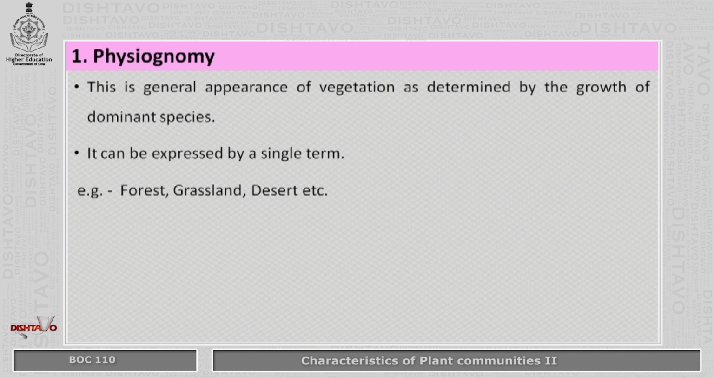Physiognomy is the general appearance of vegetation as determined by the growth of the dominant species. So, it can be expressed by a single term, for example, forest. If the dominant vegetation is trees, it is a tropical forest; grasslands have grasses as the dominant species, and deserts have desert plants as the dominant species. So based on the type of vegetation that is appearing, you would classify them as grassland, forest or desert.